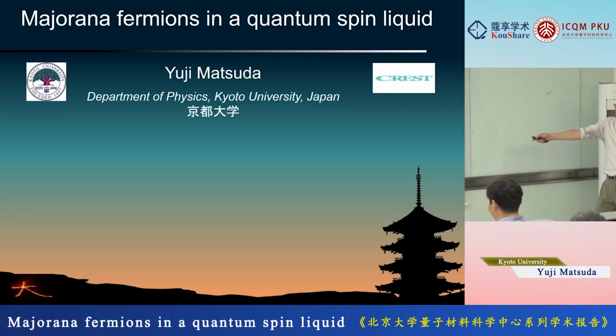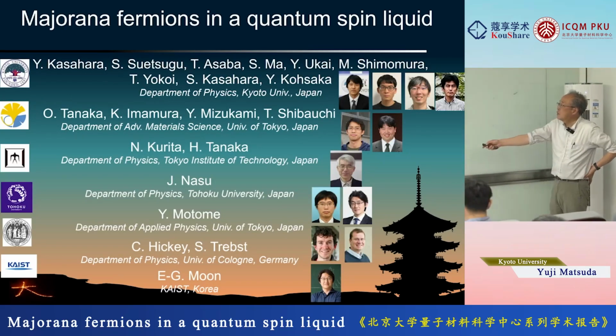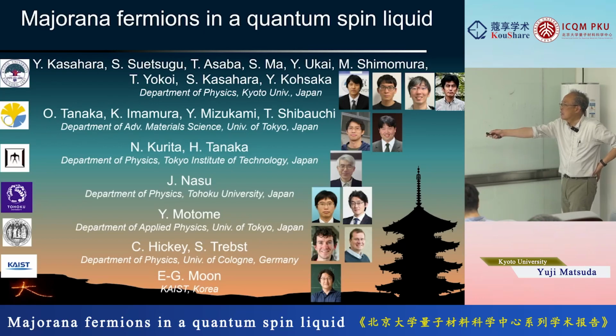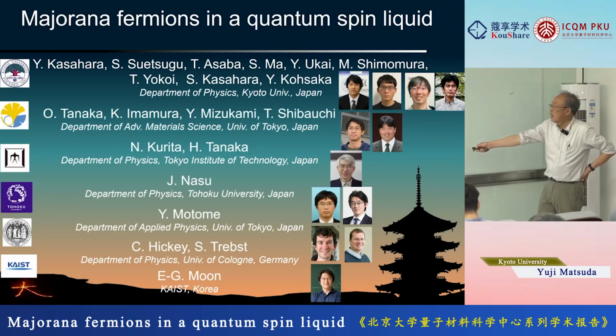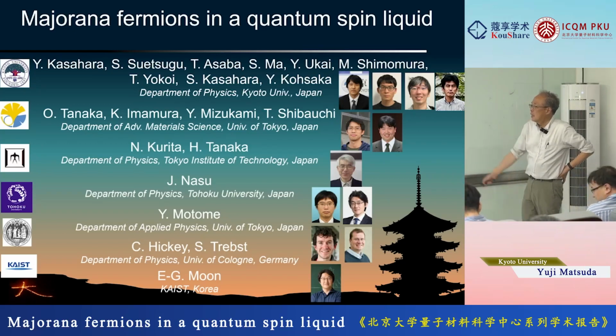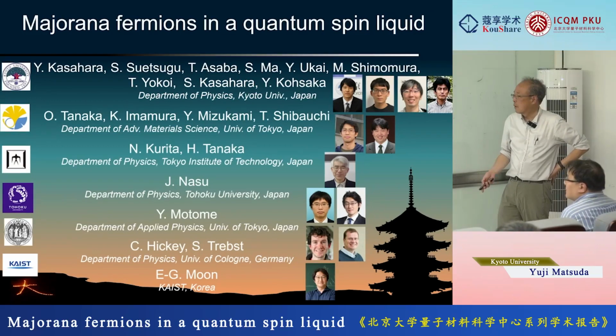Okay, so today I'd like to talk about the Majorana fermion in a quantum spin liquid. So I'd like to talk about the insulator. Let me first mention my collaborators. This work mainly has been done by Kasahara, Setsuko, Asaba and Kosaka in collaboration with Takashi Shibauchi's group, University of Tokyo, and all crystals were grown by Tanaka, Tokyo Institute of Technology, and Nasu, Motome, Hickey, Trebst, and Moon provided us many important theoretical suggestions.